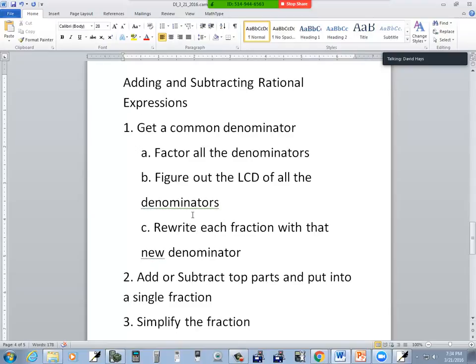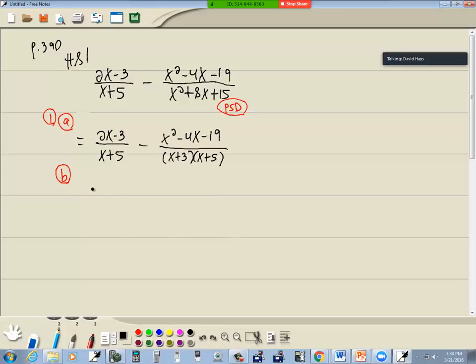Now B and C kind of go together. It says figure out the LCD of all the denominators. LCD is least common denominator. Now we take a look at each factor. I'll start with the x plus 5. And we're looking for the greatest number of x plus 5s in any single denominator. There's one here, and there's one here. So the greatest number of x plus 5s in any single denominator is 1.